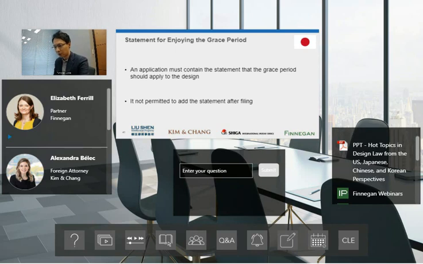And a Japanese application must contain the statement that the grace period should apply to the design. And it is not permitted to add a statement after filing. However, in the case of Hague international applications, it is possible to add the statement within 30 days since the international publication date.